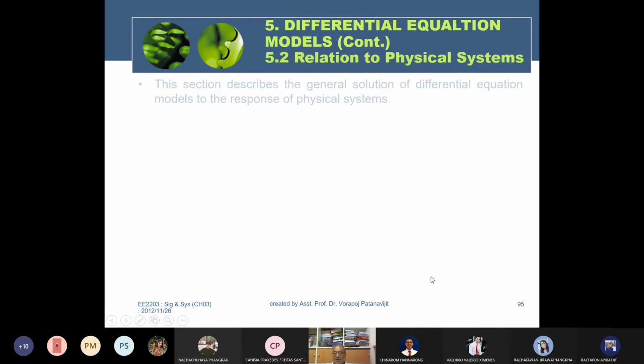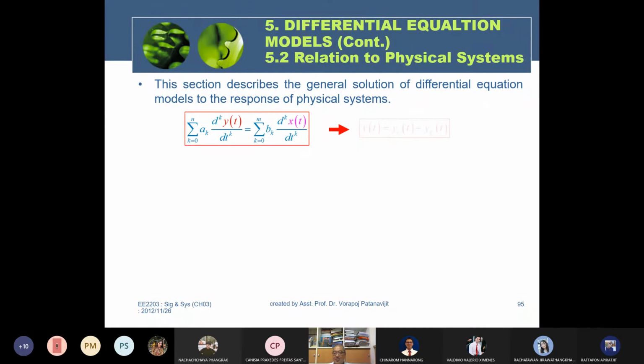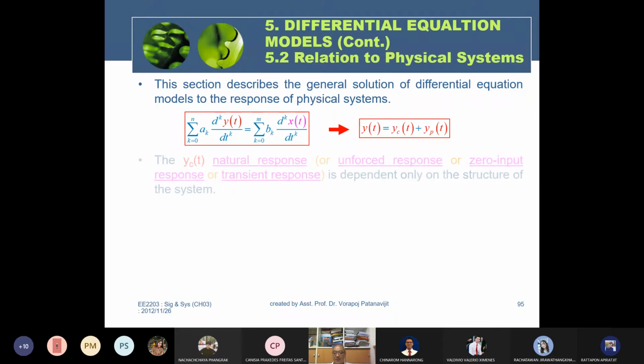Next one. How does the differential equation relate to a real physical system? This section describes how the general solution of the differential equation models the response of the physical system. If the system can be expressed by a differential equation, the output is comprised of the complementary function and the particular solution. The complementary function, in the physics world, we call the natural response, or the unforced response, or the zero input response, or the transient response, which is dependent only on the structure of the system.